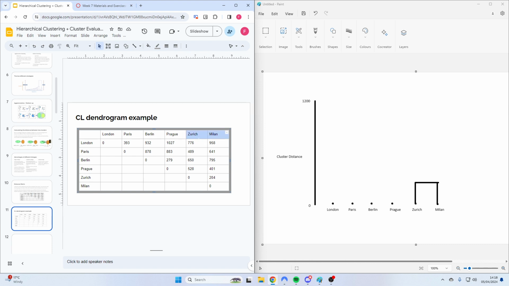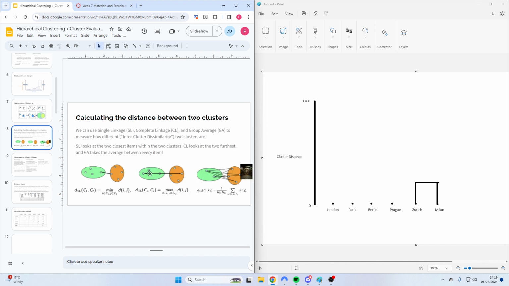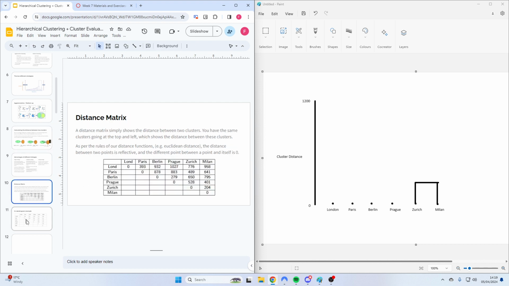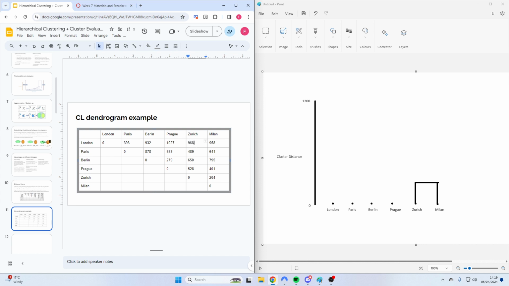So if we combine these two and we're doing complete linkage, we're looking at the biggest pair. The distance from London to Zurich is 776. The distance from London to Milan is 958. So the biggest one, because we're doing complete linkage and not single linkage, is going to be 958.